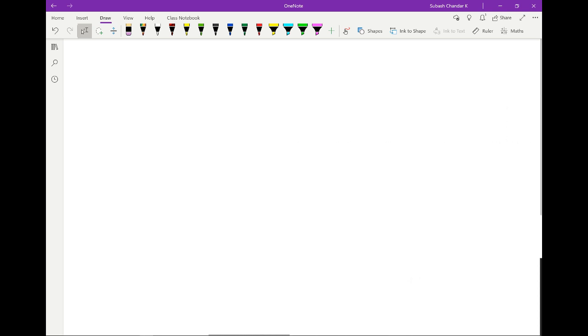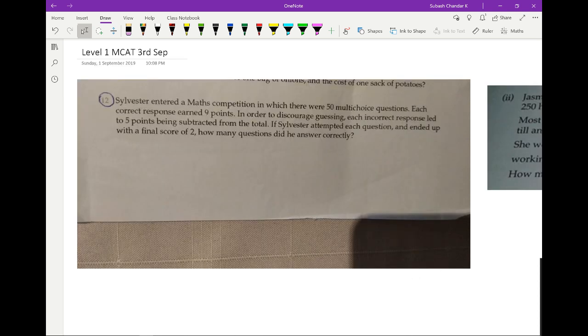Okay, so let's go to this first question from Jonathan and kind of get things going. So what we have is Sylvester here. Who cares about Sylvester? But he's entering a maths competition in which there are 50 multi-choice questions. The second part to look at is every correct response, he actually gets 9 points. And then every incorrect response gives him 5 points being subtracted from the total.